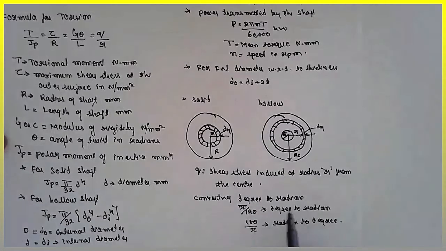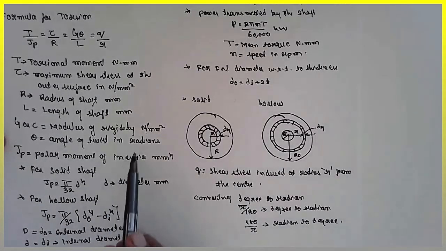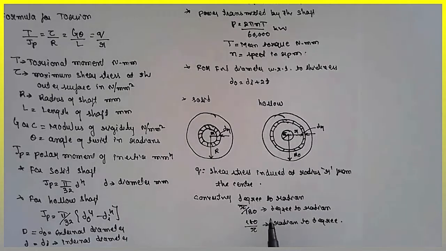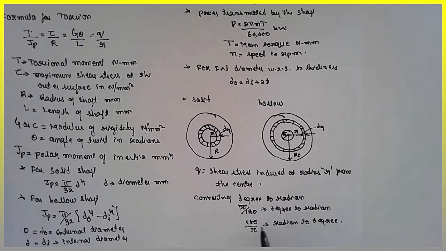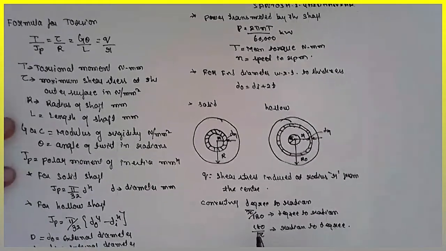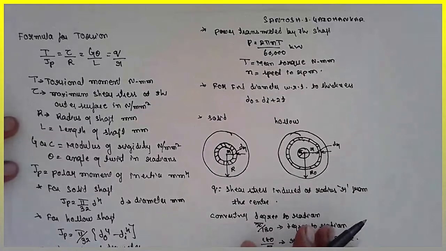For converting degree to radian, we have to use pi by 180, because theta has to be expressed in terms of radian. For converting radian to degree, it is 180 by pi.